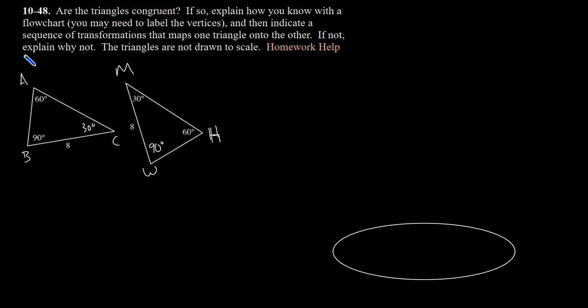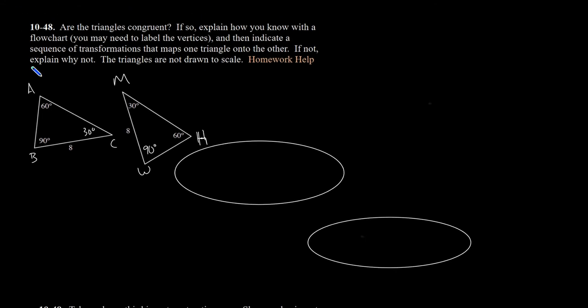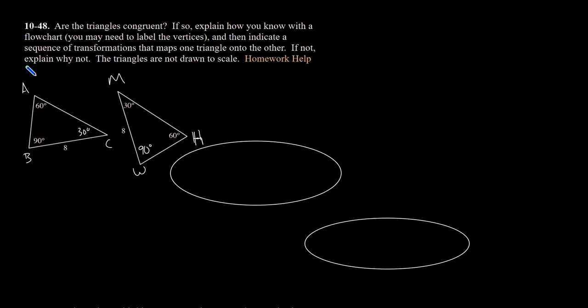So I could put that here. The sides that are both 8 are congruent to each other. But then I have to use the triangle angle sum to figure out these missing angles, right? So I need to get that angle C is 30 degrees, and I need to get the angle W being 90. And then once I get that, I can do the side-angle-side.